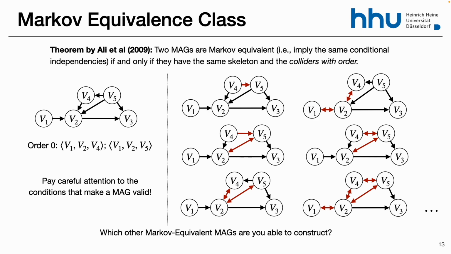It's not automatic, but yes. If you put the bidirected edge here, then you cannot form this cycle. You cannot have a collider. So this V5 has to be pointing to V4, and then you could have a bidirected edge there. You form some cycle.